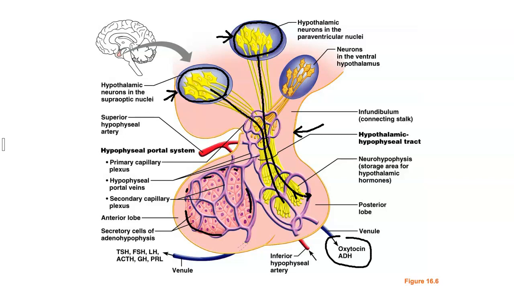So a portal system is where you have capillaries that lead into another capillary bed. So here's a capillary bed within the hypothalamus, and it leads into a second capillary bed that's right around the anterior pituitary. And so the way the hypothalamus controls the anterior pituitary is by releasing hormones that are called releasing hormones or inhibiting hormones that enter into the hypophyseal portal system, circulate to the anterior pituitary, and cause release or inhibit release of hormones from the anterior pituitary.